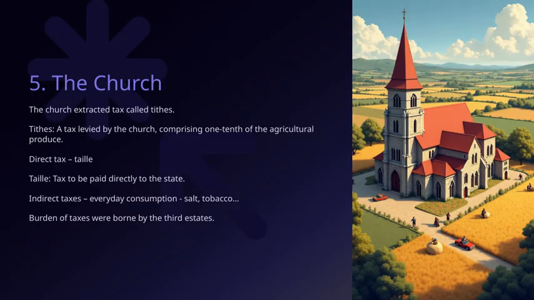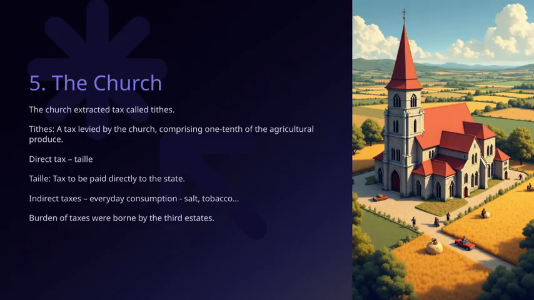Overall, what's clear is that the burden of these taxes, whether direct or indirect, was primarily borne by the third estate. This imbalance played a big role in the social tensions leading up to the revolution, as the lower classes felt increasingly squeezed and unfairly taxed. Connecting this to the broader theme, it shows how systemic inequality in taxation contributed to the unrest that eventually led to major societal change.